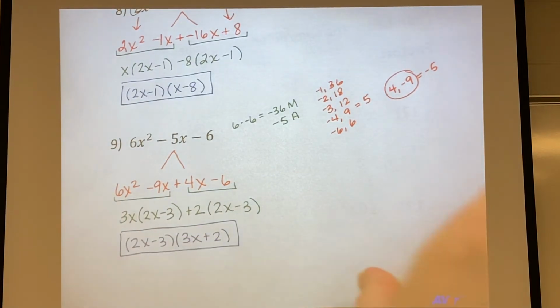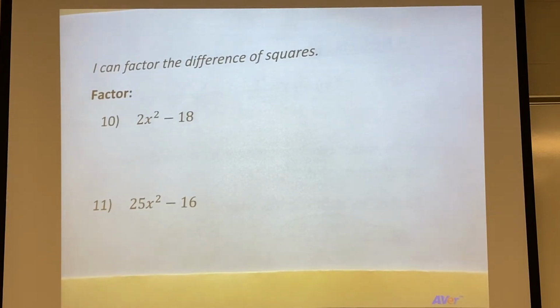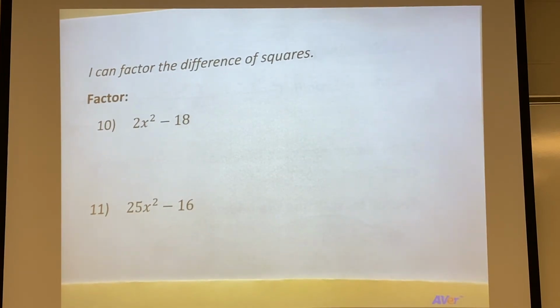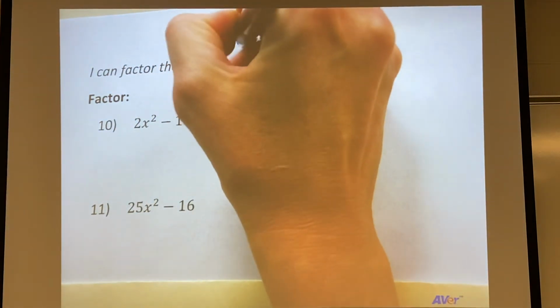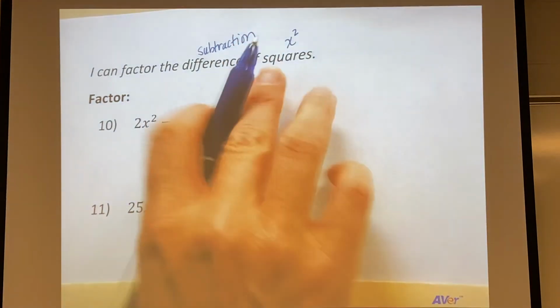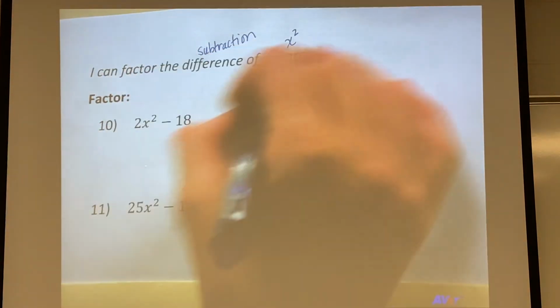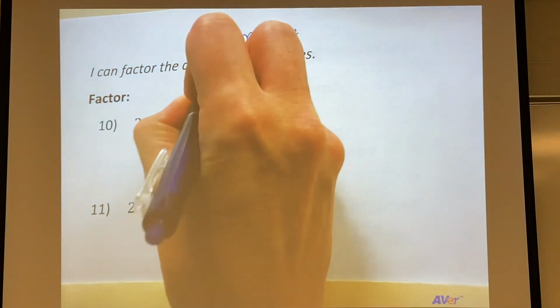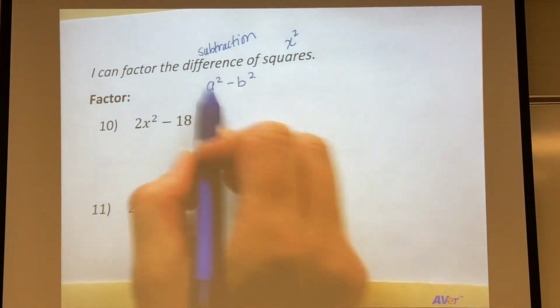All right, next up, we're going to look at a different factoring method, which is factoring a difference of squares. So difference, that word in math, means subtraction. And squares, we're talking about something squared, so like x squared. So this means that we are subtracting two things that are squared. So the formula that we use for this, a squared minus b squared. So you'll see that we have two things that are squared and we're subtracting them. So difference of squares.